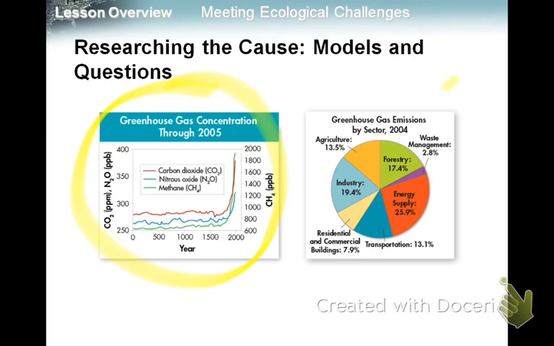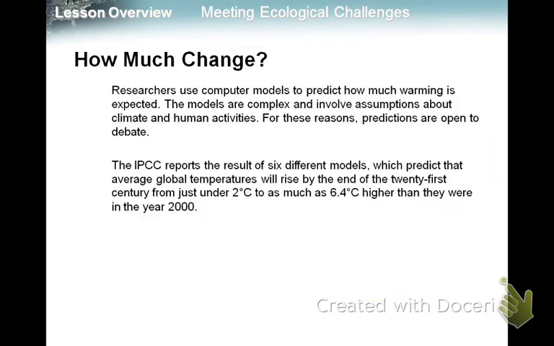On the right-hand side, you see greenhouse gas emissions by category. Energy supply is a big one right here. Agriculture is a big one. Forestry here. Industry. Transportation. Waste management and residential and commercial buildings, a little bit less of a contribution.